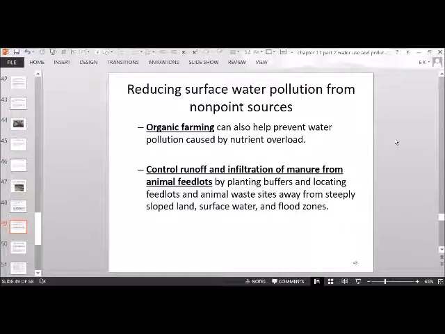We could use organic farming practices, which could help prevent water pollution. And we can control runoff and infiltration of manure from animal feedlots by planting buffers and locating feedlots and animal waste sites away from steeply sloped land, surface water, and flood zones.